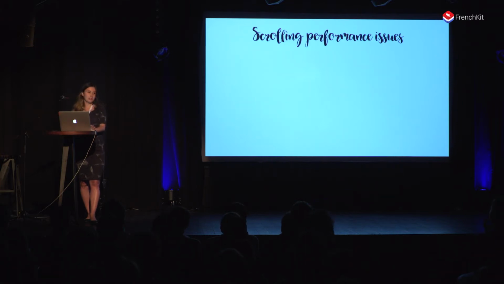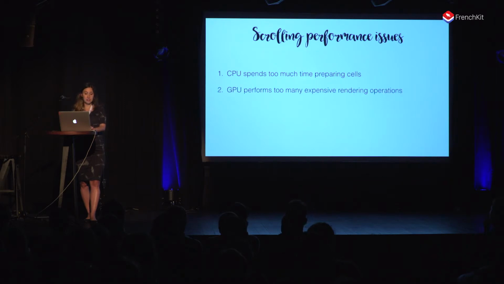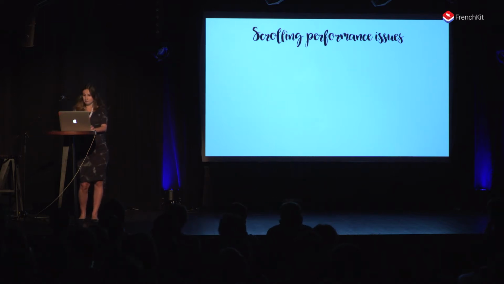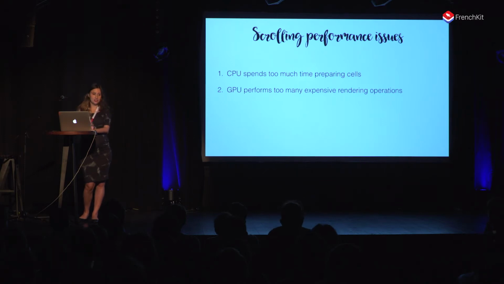So scrolling performance issues can occur for two reasons. Either the CPU is spending too much time preparing the cells, or the GPU is performing too many expensive rendering operations. So if you've fixed all the bottlenecks in the CPU, it may be worth looking at the bottlenecks in the GPU. Excessive compositing of textures is what overburdens the GPU, in which case you would observe consistent but low frame rates. And the solution? Reduce the number of views by flattening your hierarchy and thus alleviating the burden on the GPU.